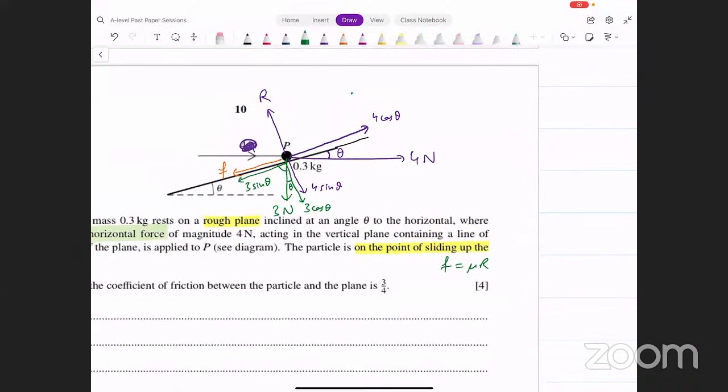What I'm going to do is I'm going to mark the forces acting parallel to the plane, along the plane. Kaun se forces hain? We've got 4 cos theta, and we've got 3 sine theta, and we also have friction. These are the forces acting along the surface, parallel to the plane. And then we've got some perpendicular forces, reaction, 3 cos theta and 4 sine theta.